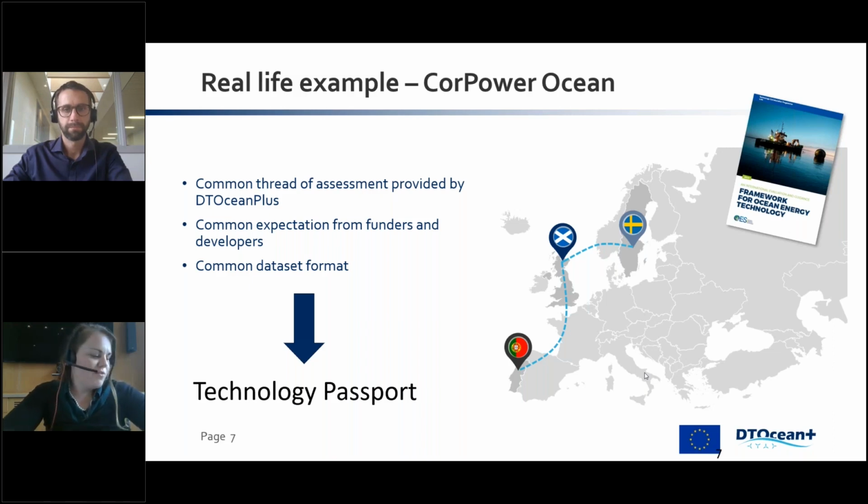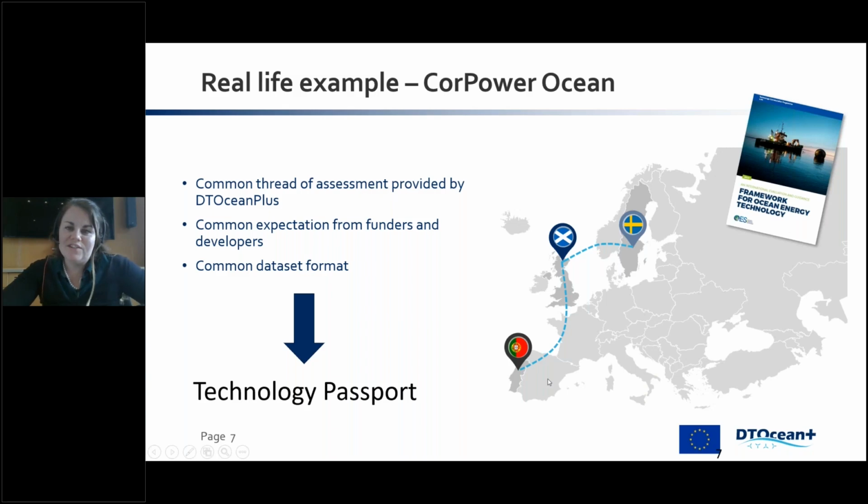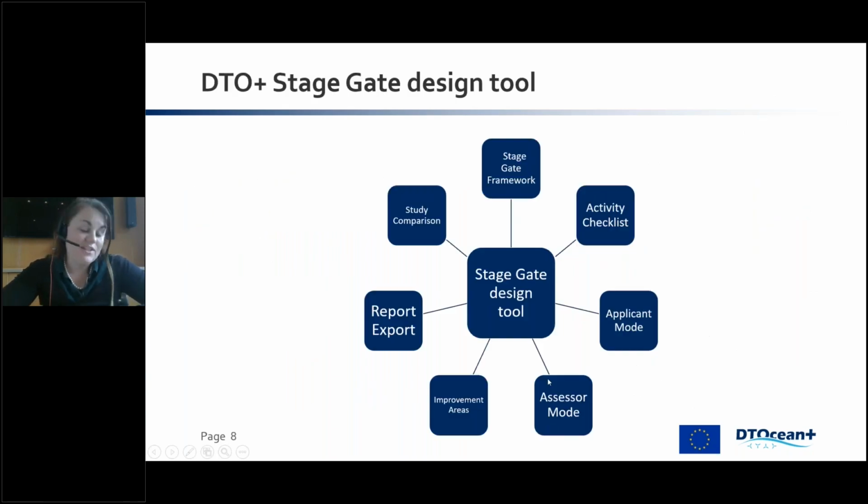Okay, so we're going to move on to the third feature that we'd like to talk about in the StageGate design tool, which is the improvement areas. So essentially, this is a way of highlighting to the user of the tool where they should focus their efforts and which evaluation areas could use more attention in order for them to be ready for the next stage.